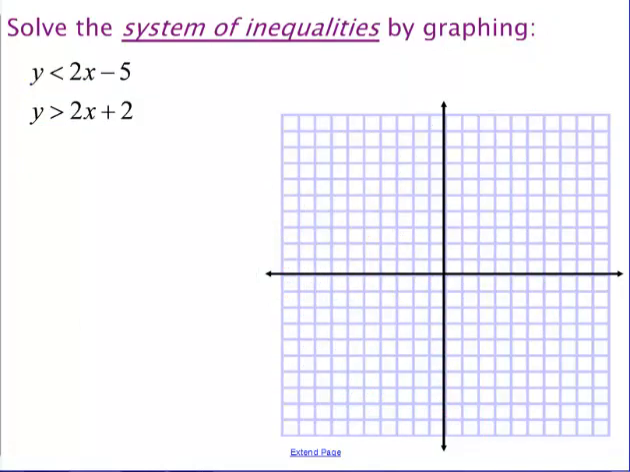Let me give you one more example. Solve this system of inequalities by graphing. So you should have the idea that we're first going to just graph this. So I'm going to graph y is less than 2x minus 5. Start at negative 5 and go up 2 every time because my slope is 2.